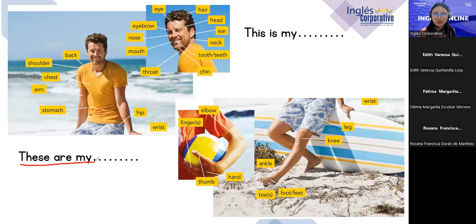We're still missing a couple. Plural. These are my eyes. Okay. Eyes. These are my arms. This is my eyebrows. My ear. Eyebrows. Yeah, eyebrows.